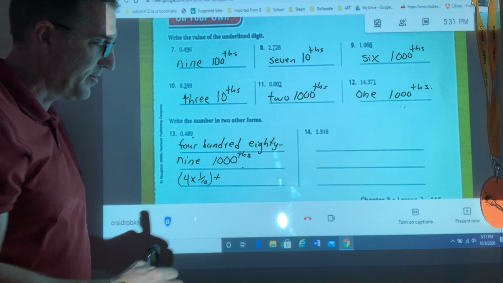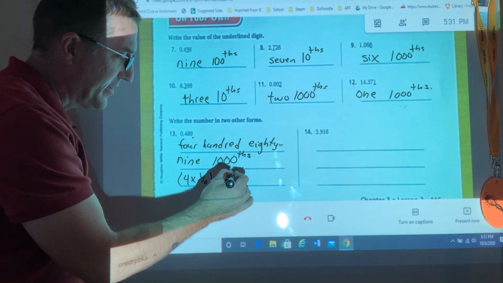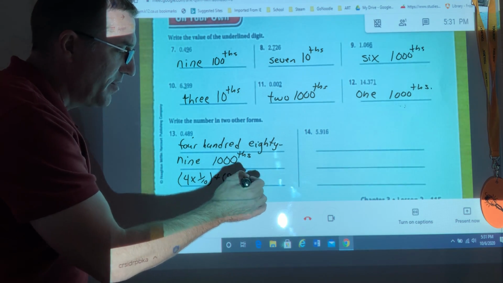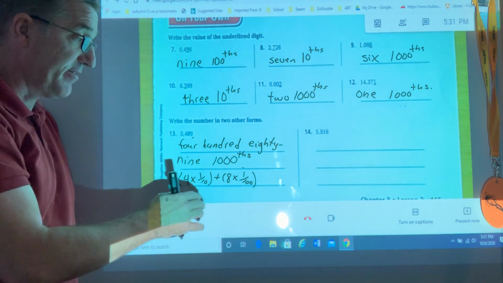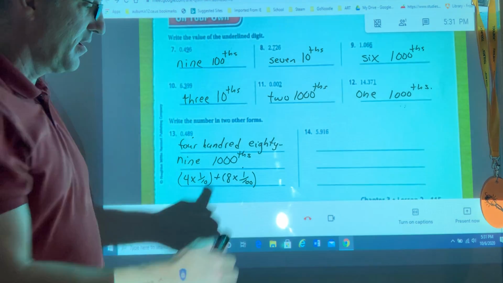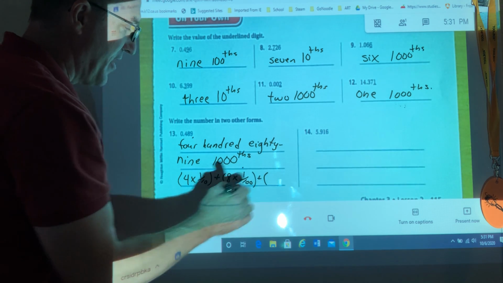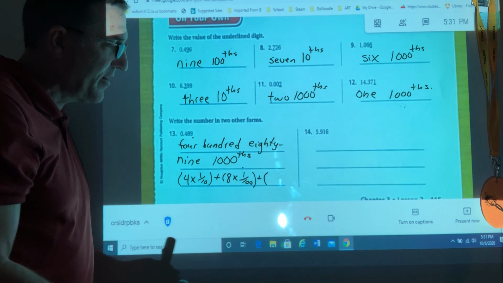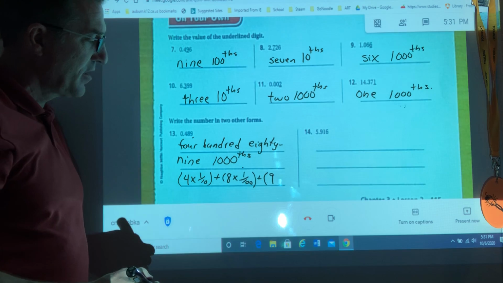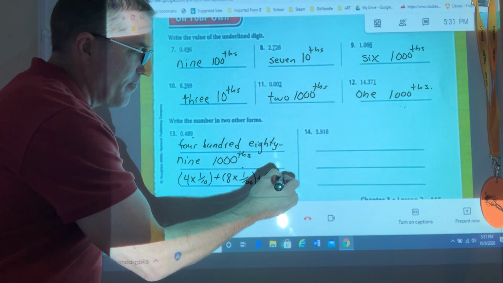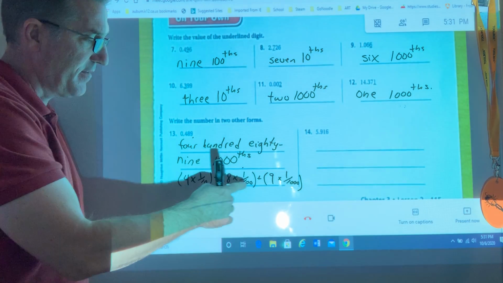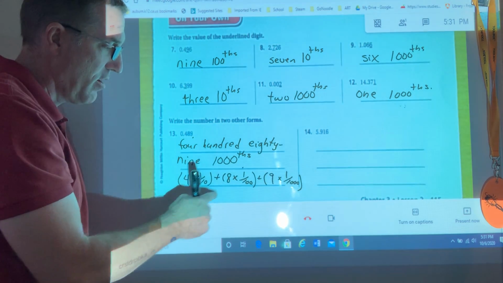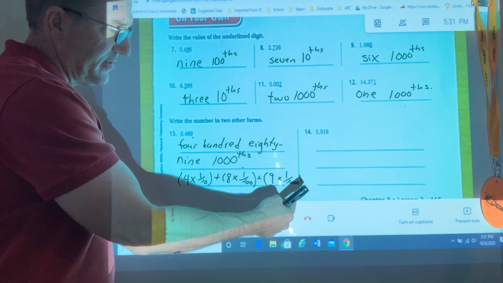Then I'm going to add to it. I'm going to add 8 times 1 over 100 because those are hundredths and I have 8 of them. I have 8 hundredths. 8 times 1/100th is 8 hundredths. And then I'm going to add finally my thousandths, the little teeniest tiny guys that I've got. I've got 9 of them. And I'm going to multiply that by 1 over 1,000. And I've got it. 4 tenths, 8 hundredths, 9 thousandths, 489 thousandths.